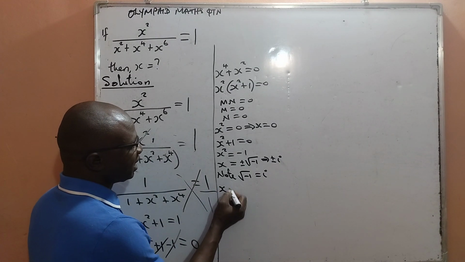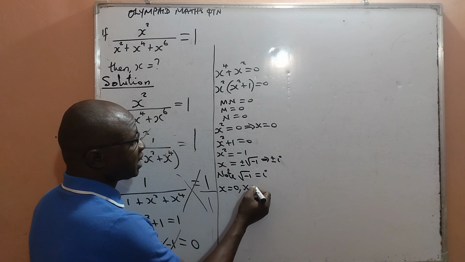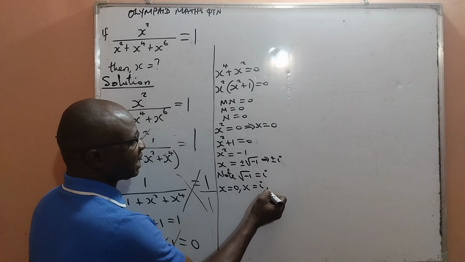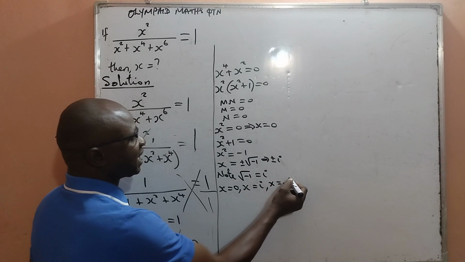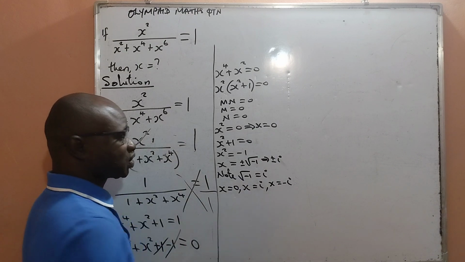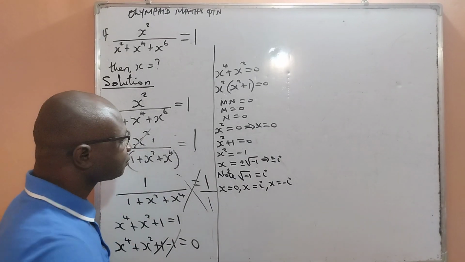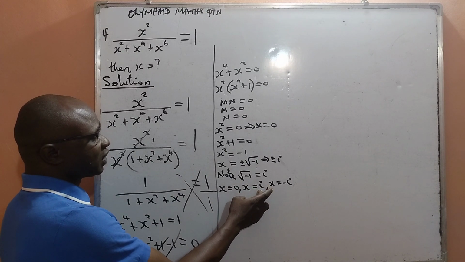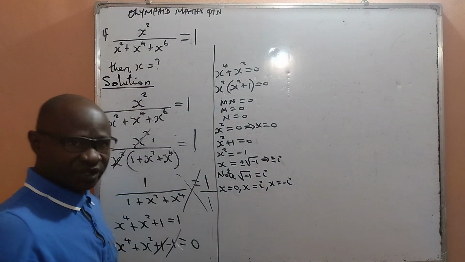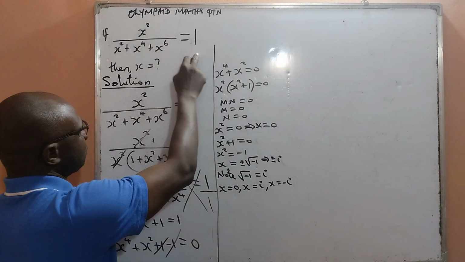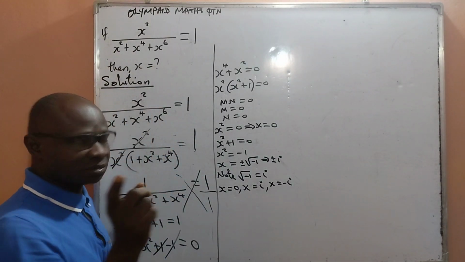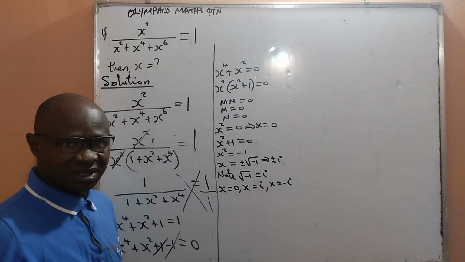Therefore, we can now say x is equal to 0, x is equal to positive i, and x is equal to negative i, since we have plus or minus i. So these are the values of x. But then, let us try to put the values of x, especially i and negative i, into the given question to see if the equation will be satisfied. That is, if the left hand side will give us 1, which is given by the right hand side.